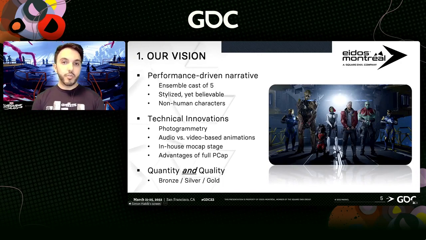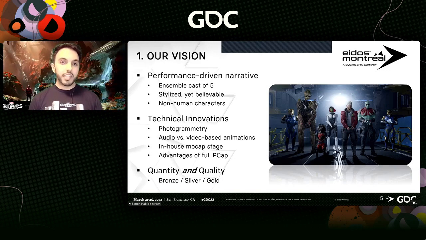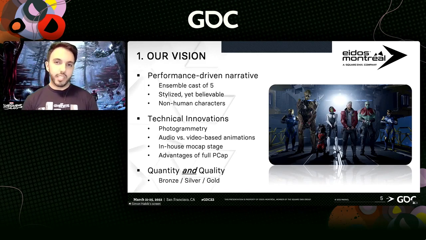So the vision. What did we set out to do when we started this project? We knew that the Guardians of the Galaxy was going to be a performance-driven narrative game. Since the Guardians, we knew that there would be an ensemble cast of 5 characters and that they'd be together for most of the game. We knew that these characters were going to be stylized to look more like their comic book counterparts, but they had to be very believable. We wanted a lot of emotion to come through these characters. We also knew that they'd be traveling to different planets, so there would be non-human characters as well.